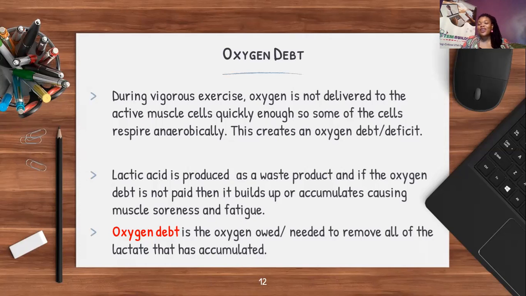The lactic acid is left there, waiting for when you are able to repay the oxygen debt, and then it would be broken down. Once you repay the oxygen debt, that is, you stop exercising and start to breathe deeper and heavier, you're able to remove the lactic acid from your muscle cells and recover. However, if you do not recover, you would have a buildup of lactic acid in your muscle cells, and that can cause soreness and fatigue. So oxygen debt is the oxygen owed or needed to remove all of the lactate that has accumulated in your body cells.